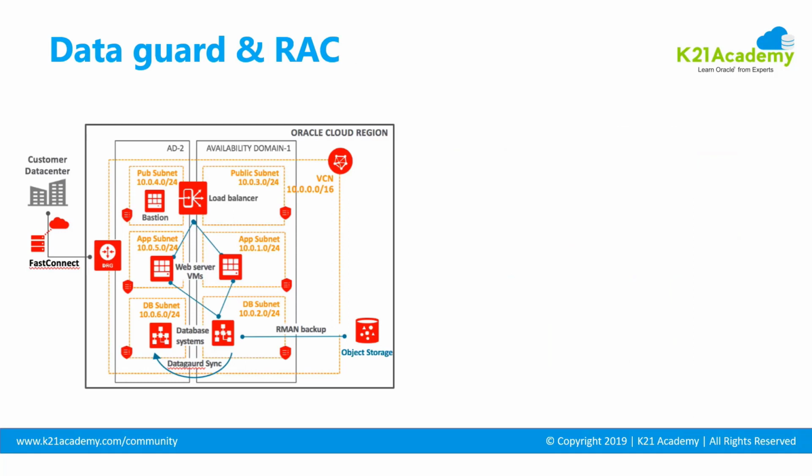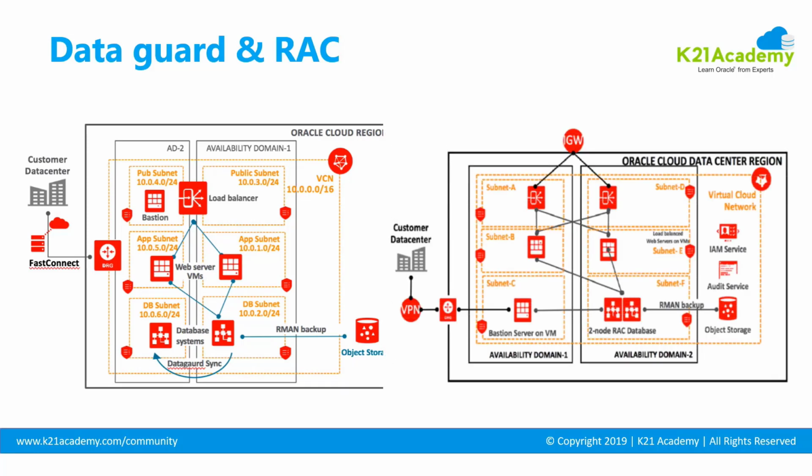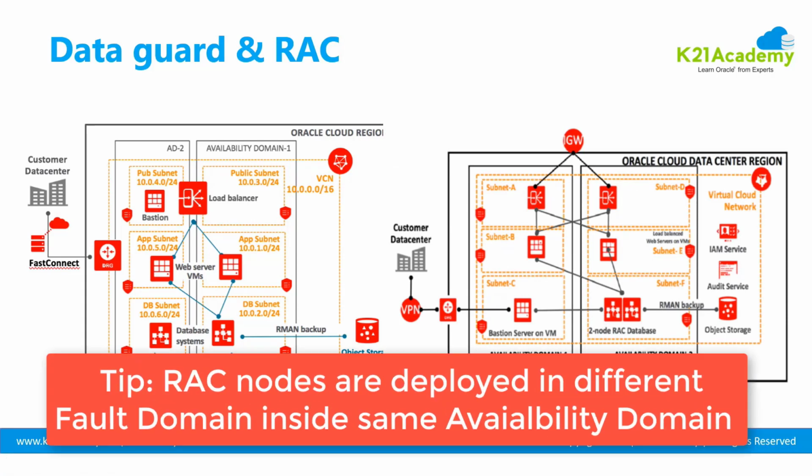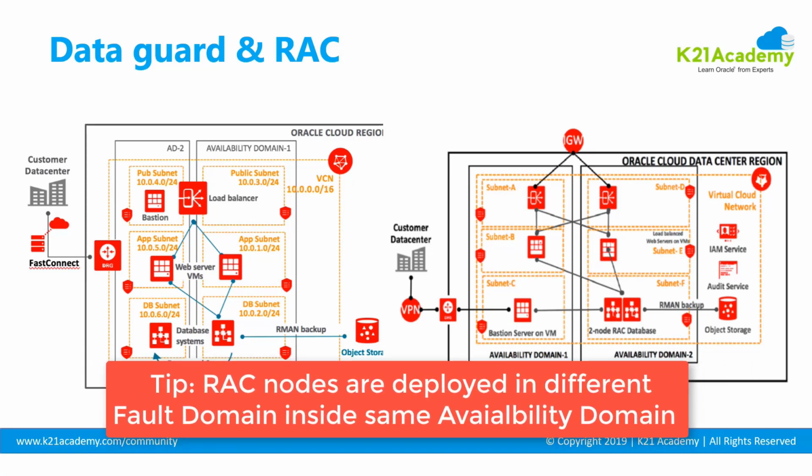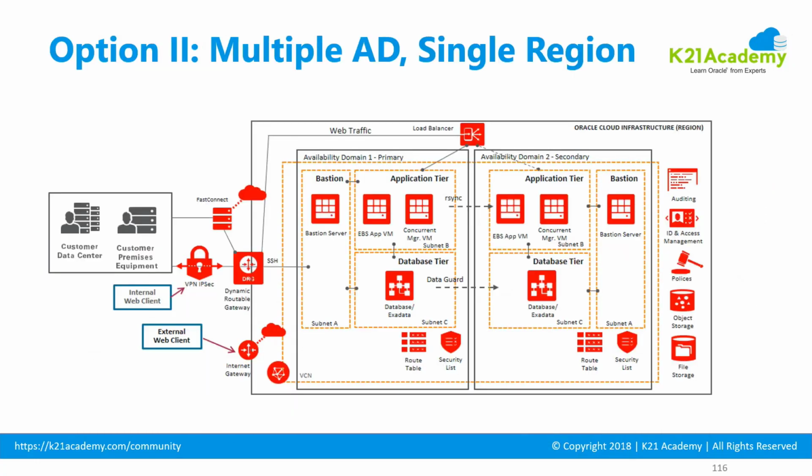For the database tier, I already covered earlier that you have the option of Data Guard, and if you have multiple availability domains, OCI will give you the tools to create Data Guard automatically from the OCI console. Or you have an option to create a 2-node RAC database. Again, just a reminder that when you create this RAC, Oracle creates 2 nodes of this RAC within a single availability domain, but in different fault domains. So just make a note of that. So that's high availability within multiple availability domains.